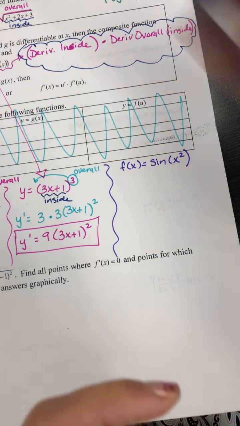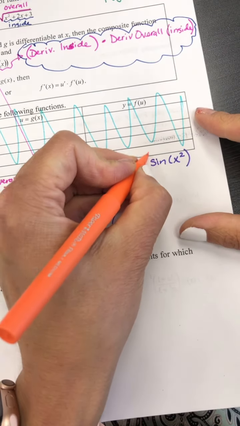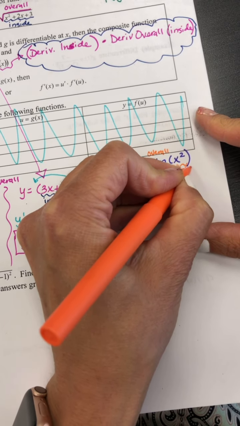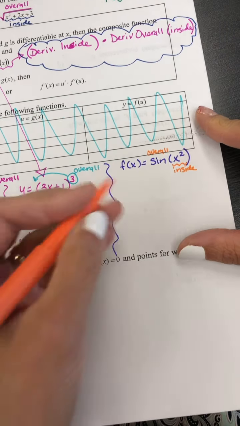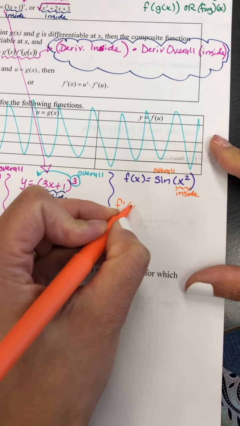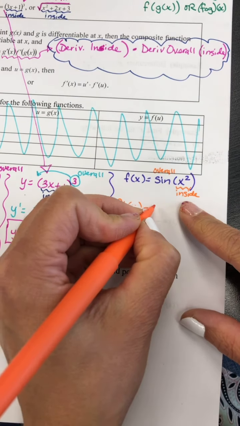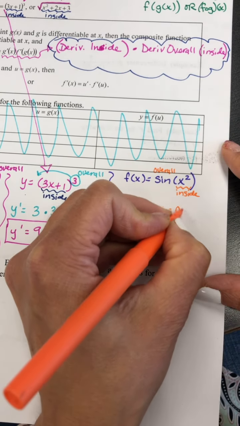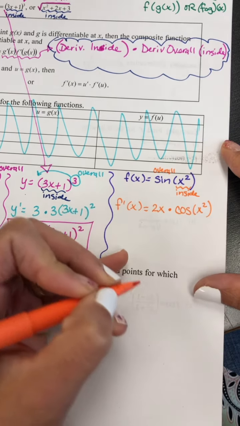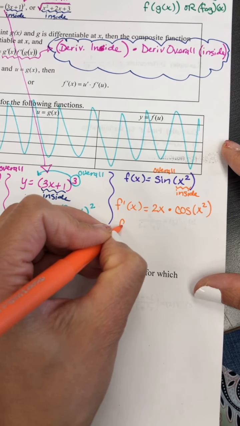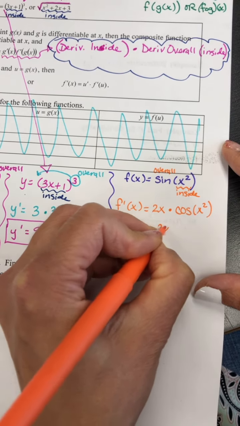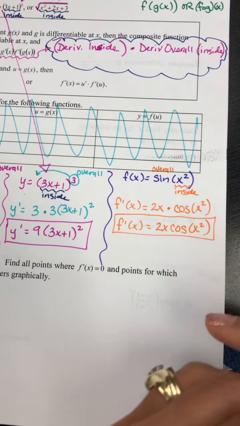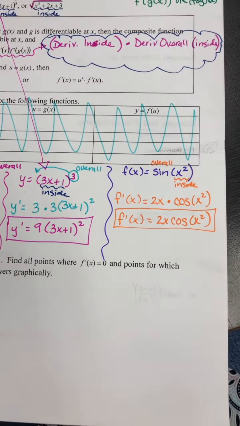All right, so let's take a look at overall. It's the sine. On the inside, it's just the x squared. Okay, so when we do a derivative, f prime of x, we need the derivative of the inside, which is 2x times the derivative of overall. Well, the derivative of sine is cosine. And then we have to put the inside in there, cosine of x squared. So let's just make that a little bit cleaner. And by cleaner, it's just a 2x cosine of x squared. See, they're really not that bad. Not at all.